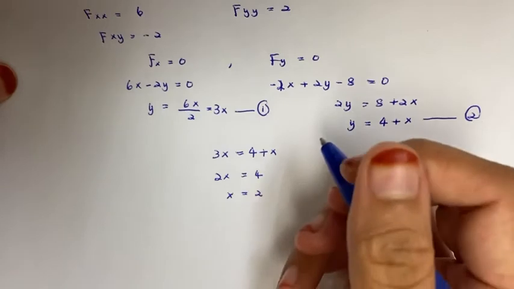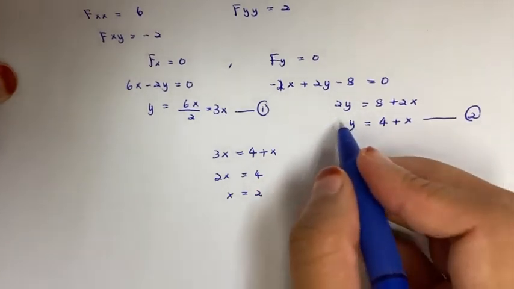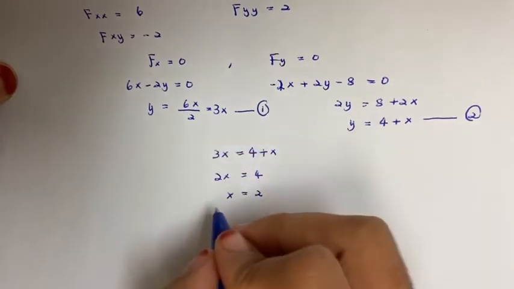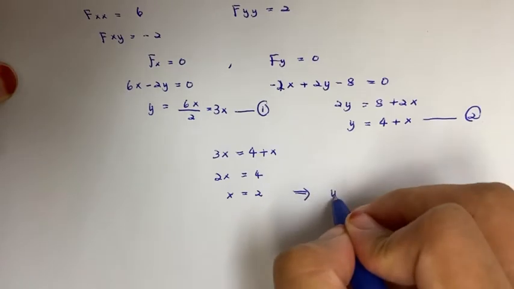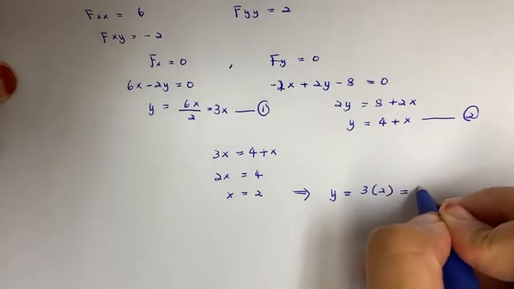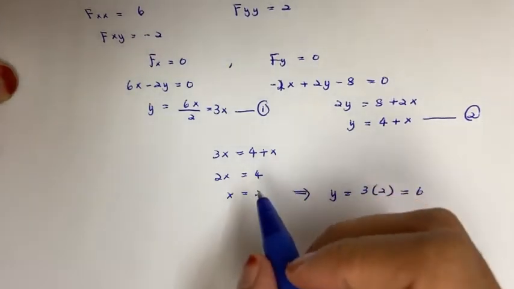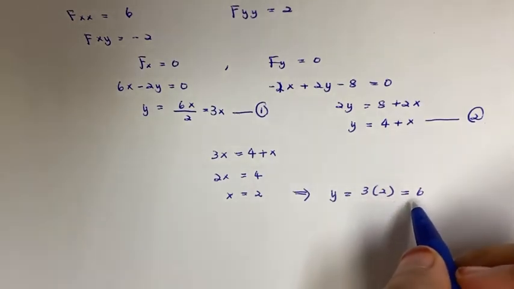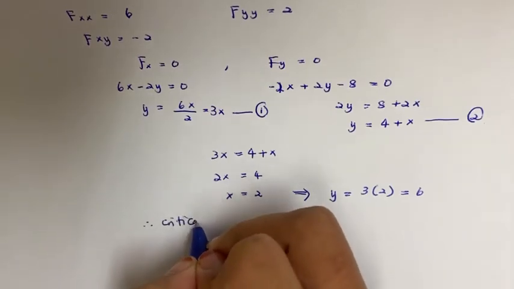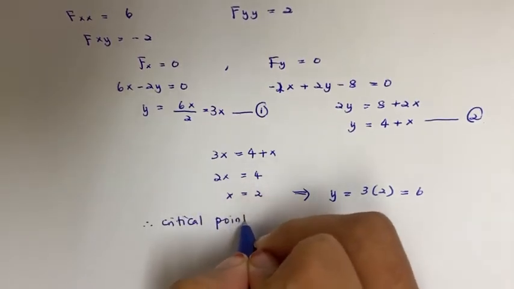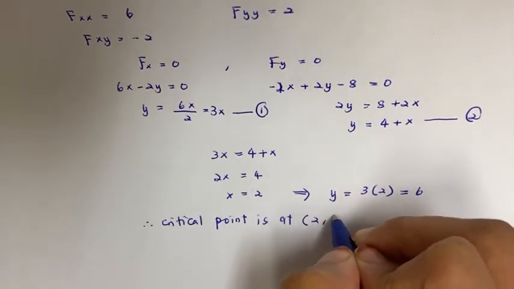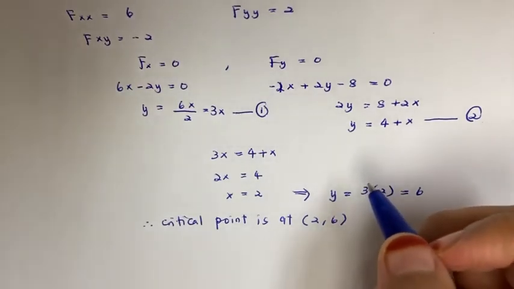Then substitute x equal to 2 into equation 1. You have y equal to 3 multiplied by 2, so you have 6. Now you have the value of x equal to 2 and y equal to 6. So the conclusion is you find your critical point: the critical point is at x equal to 2, y equal to 6. So this is the first step.